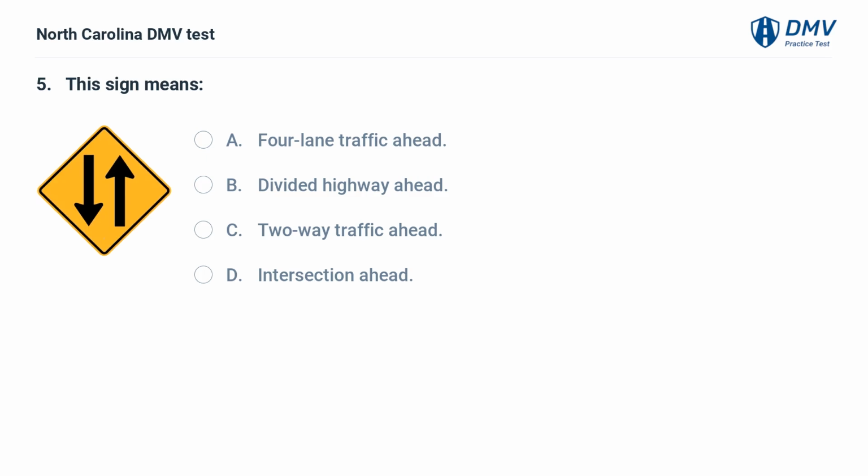This sign means A. 4-lane traffic ahead. B. Divided highway ahead. C. 2-way traffic ahead. D. Intersection ahead.